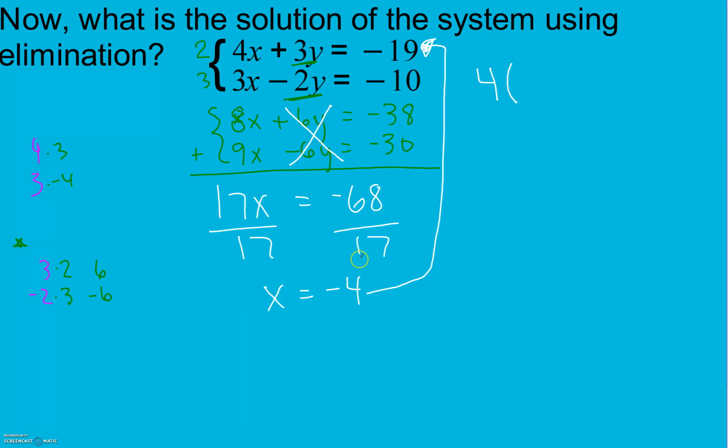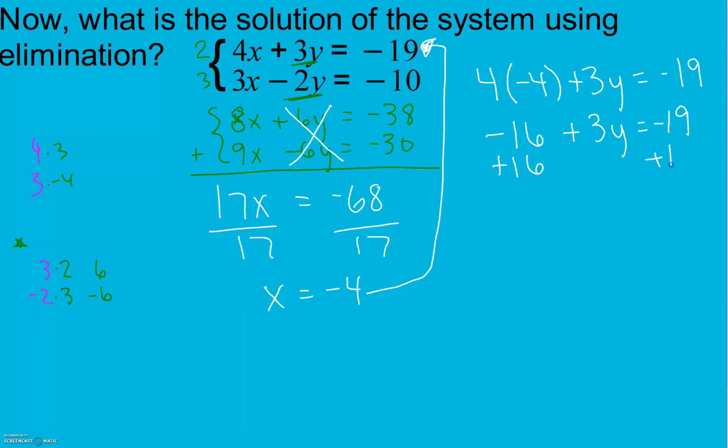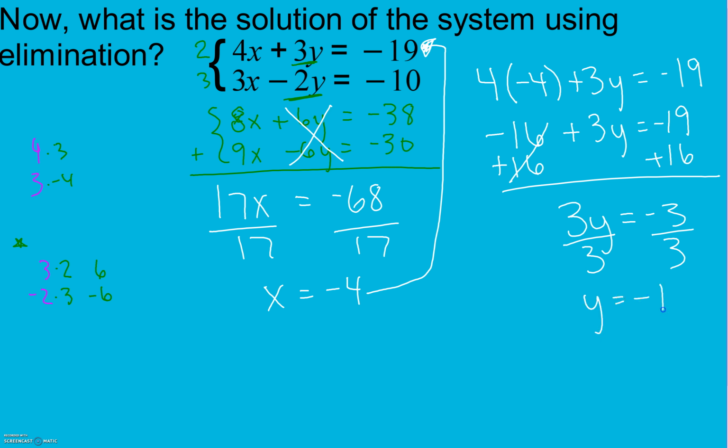I have 4x, and x is negative 4, so I substitute that in. Plus 3y equals negative 19. Multiply: negative 16 plus 3y equals negative 19. Add 16 to move it to the other side. I have 3y left on the left and negative 3 on the right. To get rid of the multiplication by 3, we're going to divide by 3. And y equals negative 1.